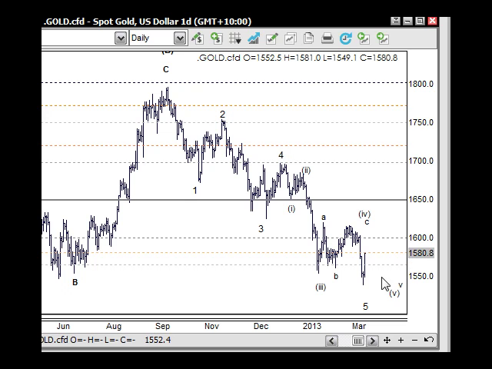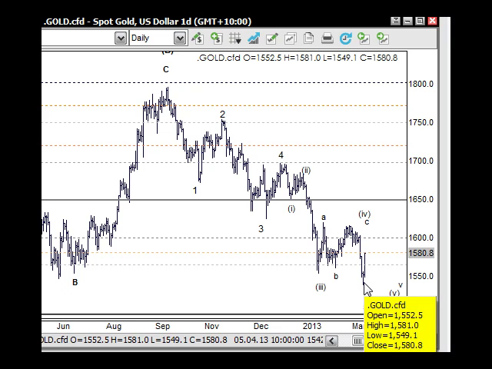But it is sort of interesting in the way that if we just track this back a little bit here, we've got wave 1 here, wave 2 here, wave 3 here, wave 4 here, and we're looking for wave 5 to the downside. Now in wave 5 we would have 5 waves, so we've got the 1, the 2, the 3, the A, the B and the C here for wave 4, and we're looking for wave 5 down through here.